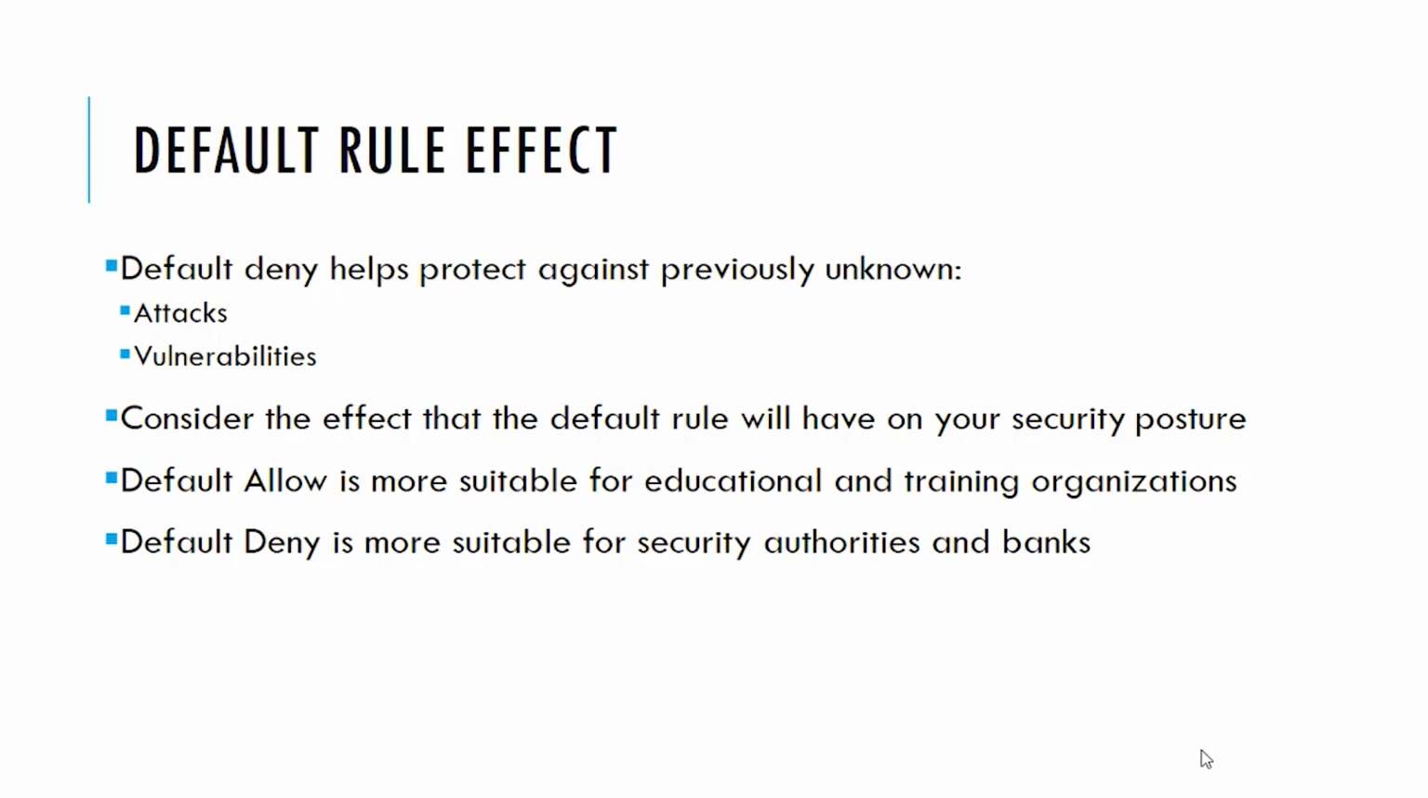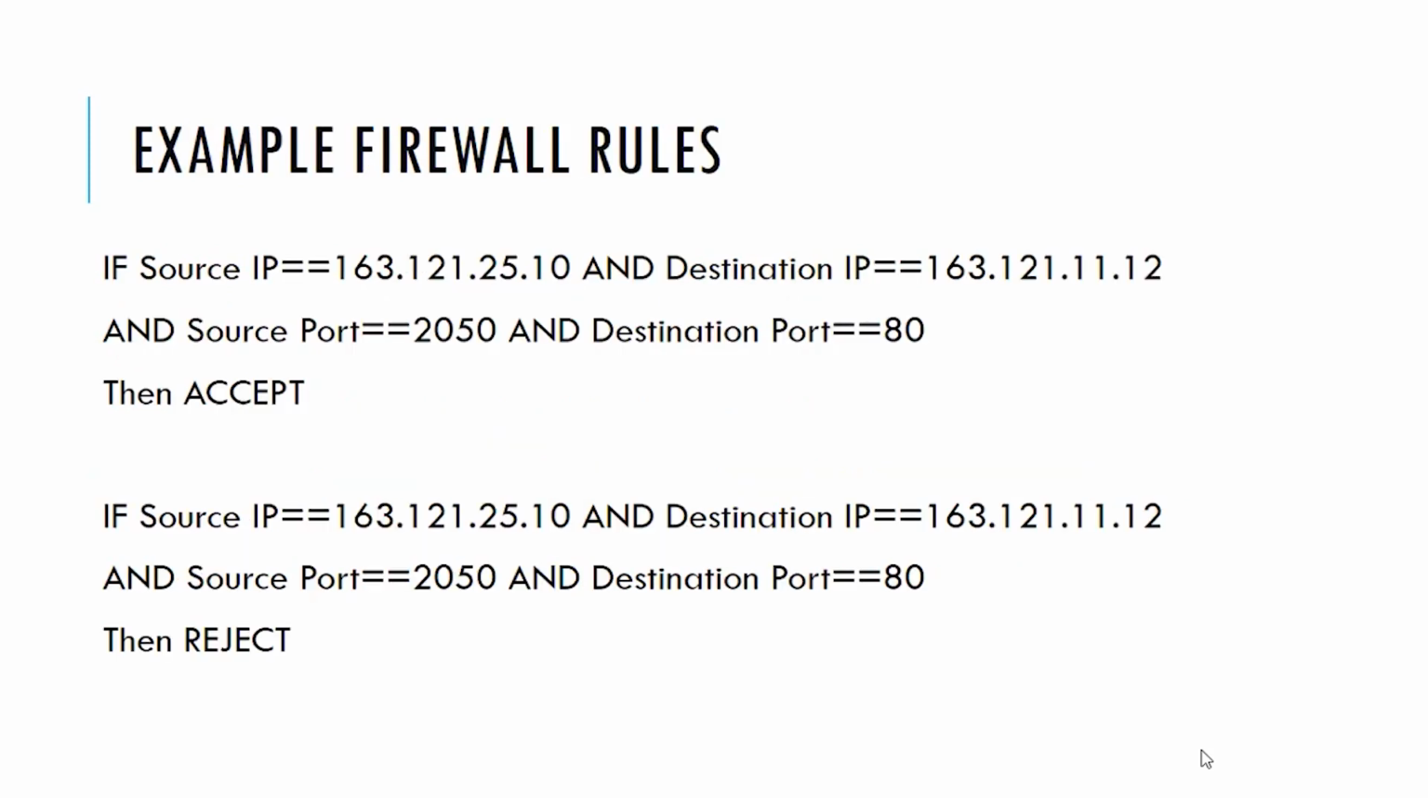If your organization is a security authority or a bank, then every attack would be of great damage, of great danger. So you would prefer your default rule to be default deny, to be protected from any unknown attack, from zero-day attacks and vulnerabilities, and to allow only what is good by 100%, only what you are sure would not cause any damage, because any strike or any damage may be of great harm and of great impact on your network.